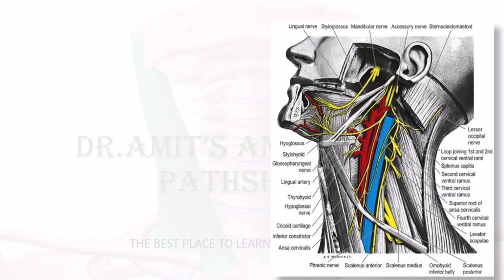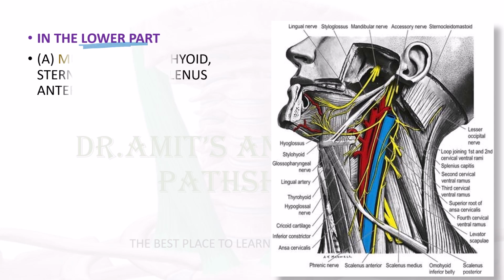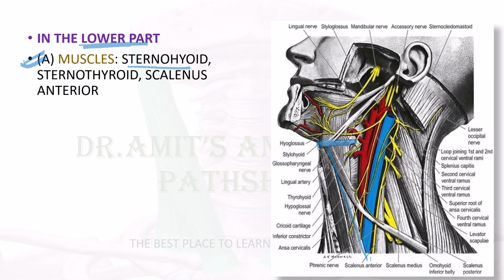In the lower part, the main muscles are infrahyoid. This is the hyoid. The muscles below the hyoid, children, are the sternohyoid, from sternum to hyoid, then sternothyroid, from sternum to thyroid cartilage, scalenus anterior, then we have the omohyoid muscle and the thyrohyoid. These are the infrahyoid muscles, except this one.